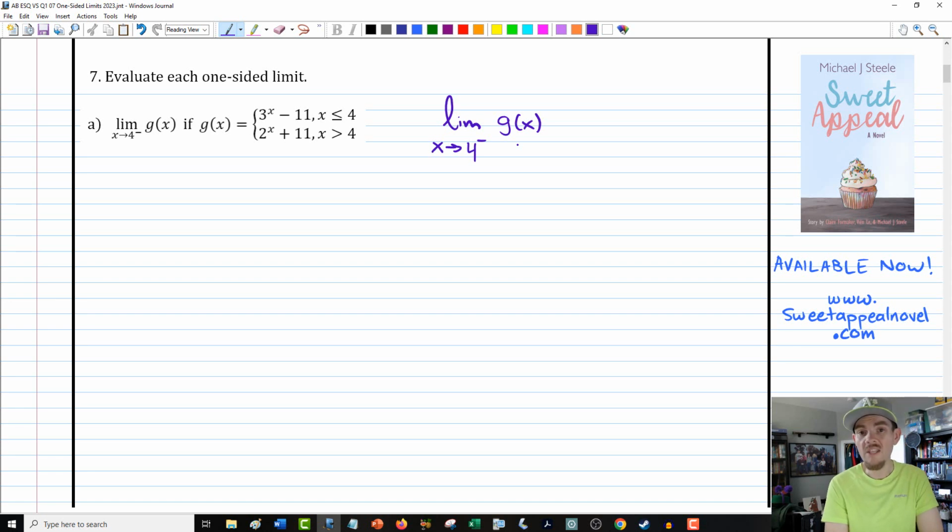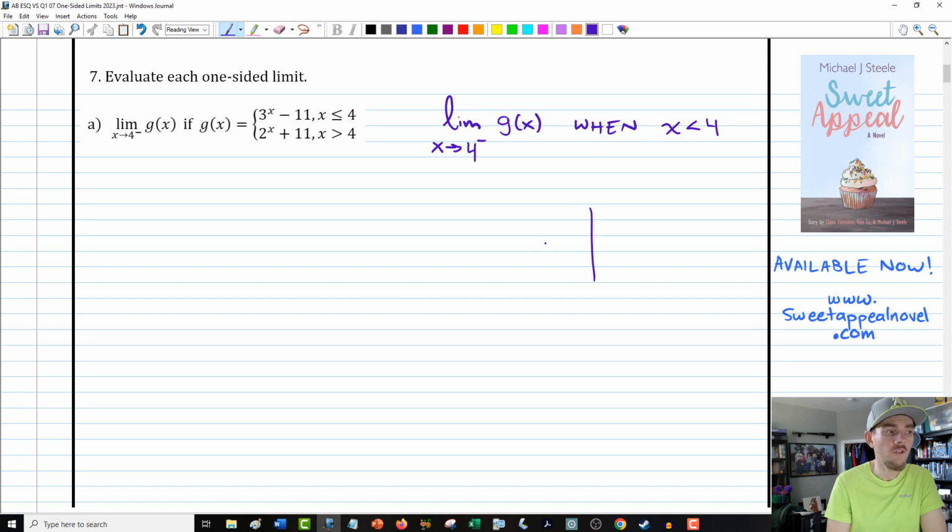So it excludes all values of x greater than 4, and it only asks us what's happening when x is approaching 4 from the left side, which is to say what's happening when x is less than 4. Where is this function going? Where is g of x going when x is less than 4?